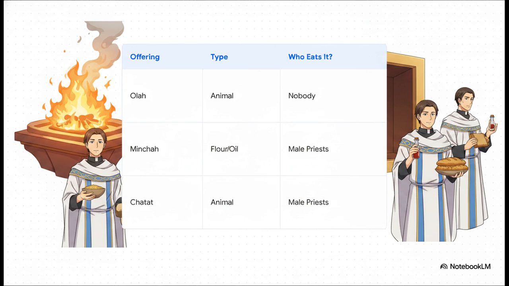It can definitely be hard to keep track of these ancient rules, so let's quickly synthesize them into a simple matrix. The olah, the burnt offering, is wholly burned. Nobody eats it. The mincha, the meal offering, is eaten by the priests, unless it's the high priest's own offering. And the chatat, the sin offering, is also eaten by the priests, unless its blood was taken into the inner sanctuary. Keeping this straightforward structure in mind makes reading the details of Leviticus incredibly clear.